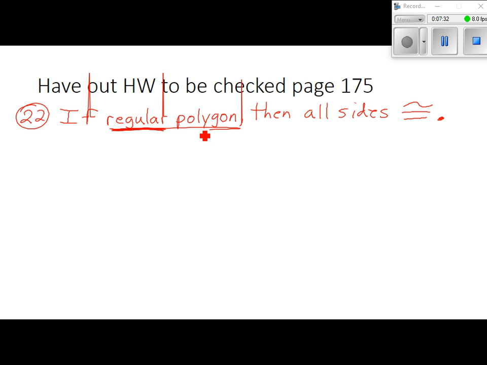What's this part called again? Hypothesis, good. What's this part called? Conclusion. Let's see what else they tell us.